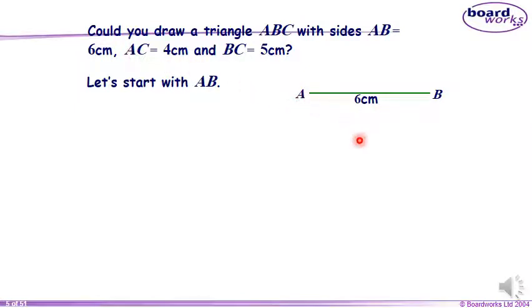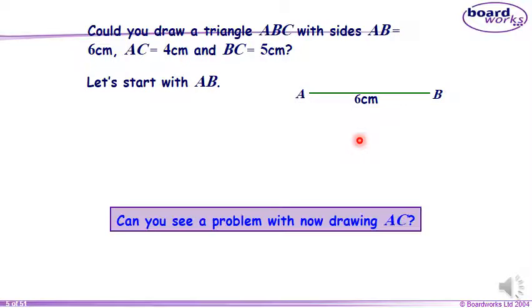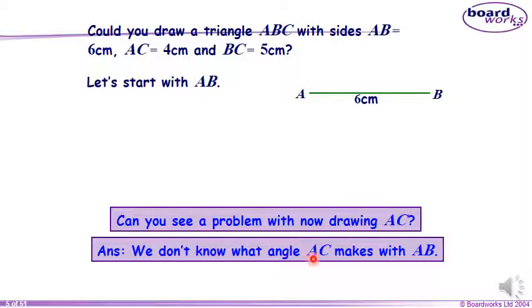Where do I have to draw AC? Can you see the problem of drawing AC, 4 centimeters? But in which direction? 4 here or here or here? Why? What is the problem? We don't know the angle which is between AC and AB.